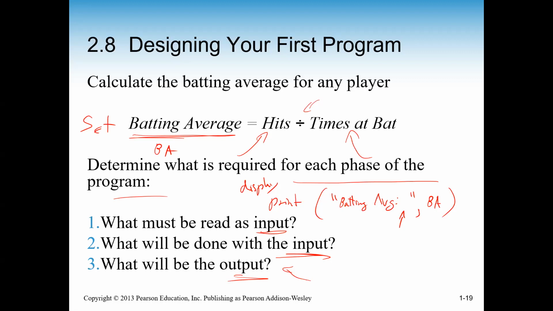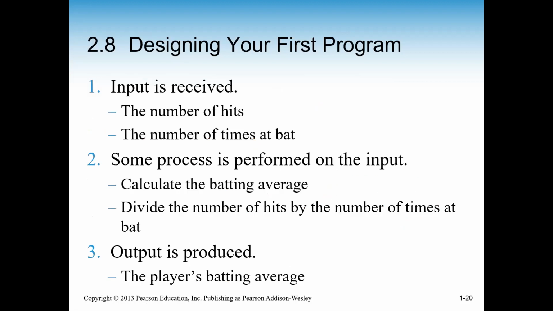On Thursday, we will practice doing some of these examples, writing on the whiteboard. You guys will follow along and start solving some problems. So, designing your first program. As we said, inputs received: number of hits, times at bat. Some process is performed on the input, so calculate the batting average. Divide the number of hits by the number of times at bat. And then an output is produced, the player's actual result of the calculation for batting average. And that's it, pretty simple.